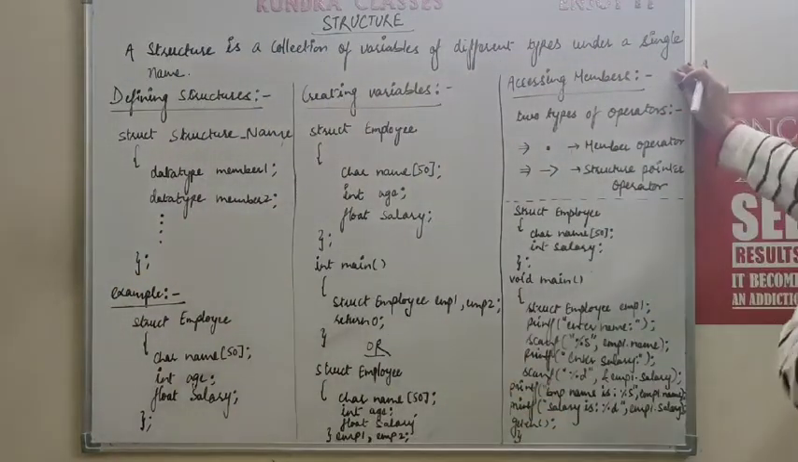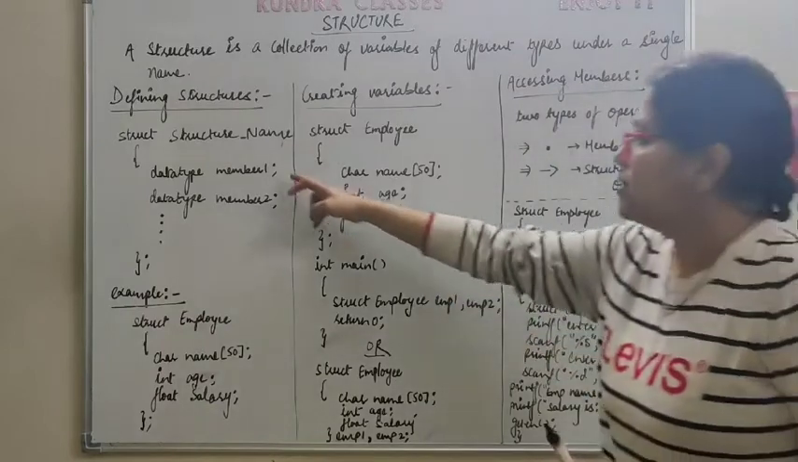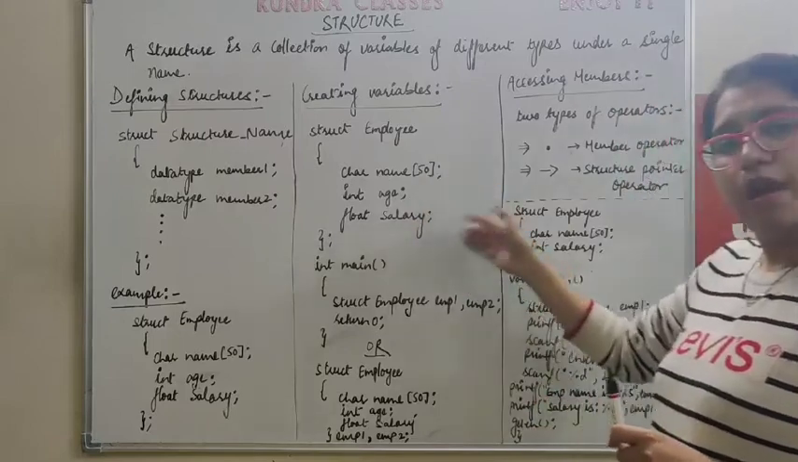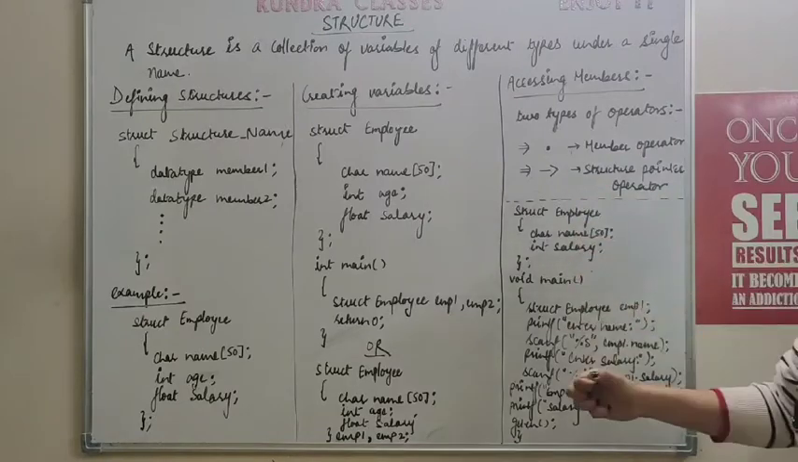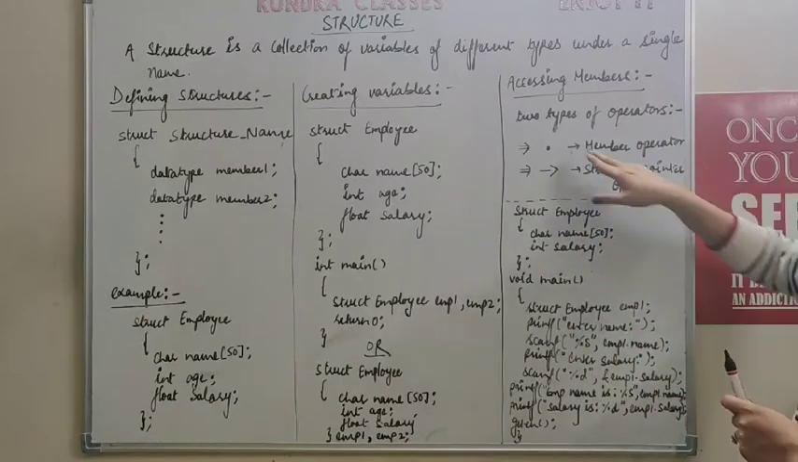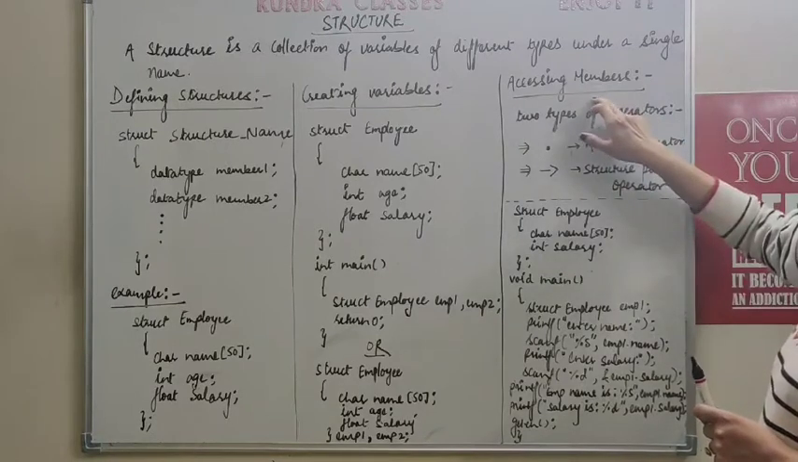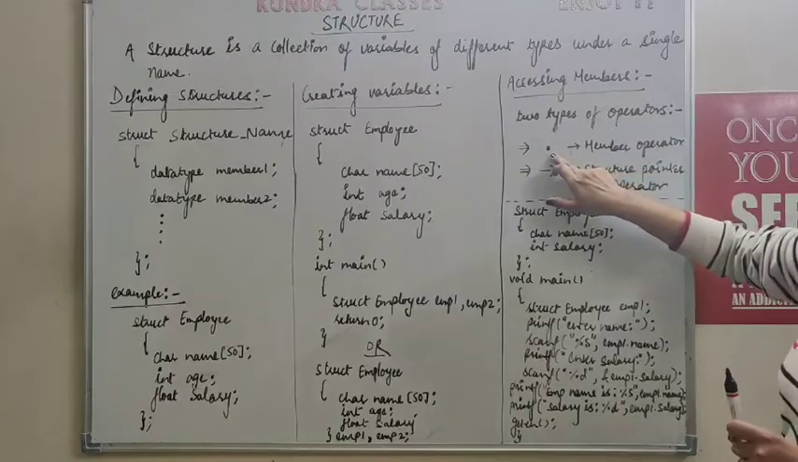The third thing we need to discuss after this is accessing members. These are the members of structure: name, age, salary. These all are members of structure. Now we need to know, while working on structure, we have to access each and every member. हर एक member को हमें access करना है. हमारे पास दो ऑपरेटर्स हैं. कैसे एक्सेस करेंगे मेंबर्स को? We have two operators. One is the dot operator.